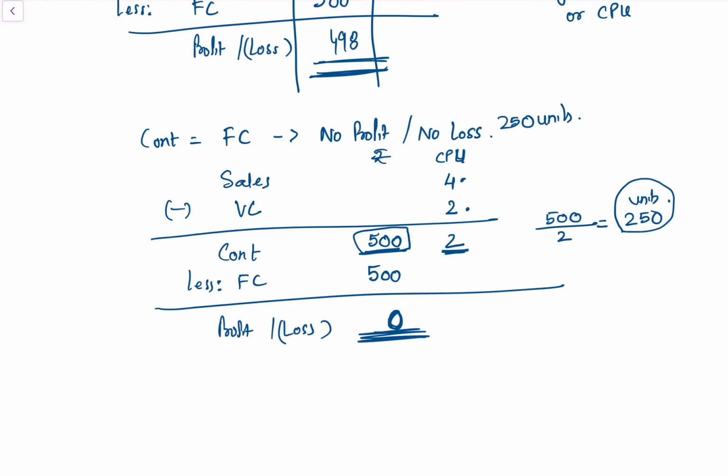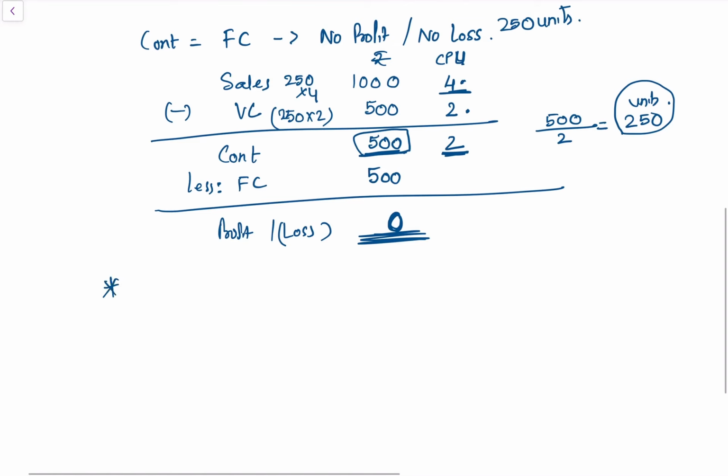So what should be my sales? Can I say 250 units multiplied by my selling price 4 is my sales? So this is the sale amount. What is my variable cost? 250 into 2. I did and I got my variable cost amount 500.